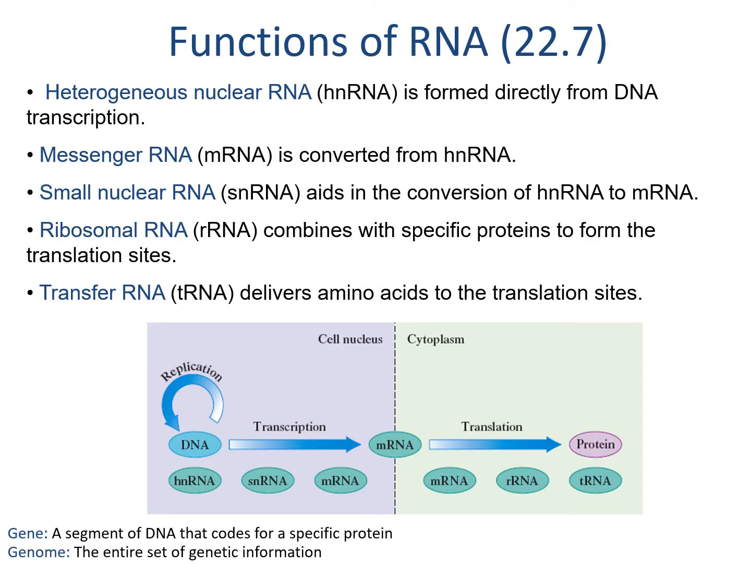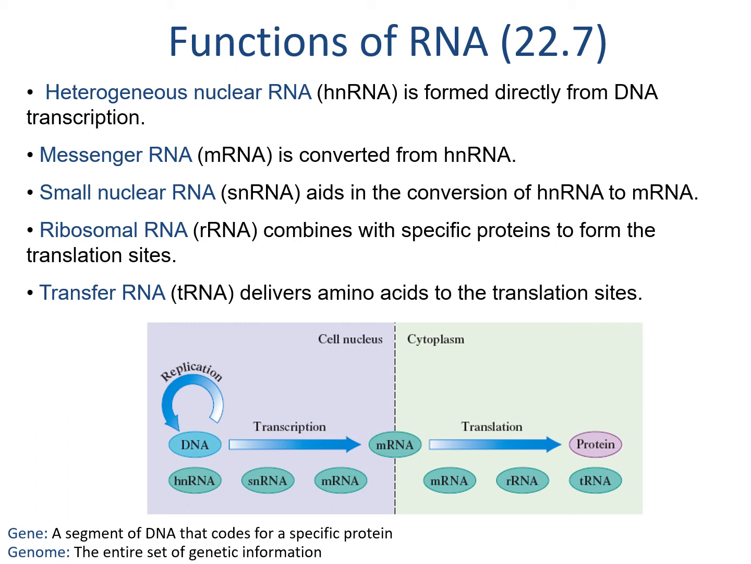There are 5 major functions of RNA that we'll see throughout transcription and translation. The first of these is heterogeneous nuclear RNA, which is formed directly from DNA transcription. hnRNA would be a direct copy of a gene on the DNA, the gene being a segment of DNA that codes for a specific protein or group of proteins. We oftentimes talk about the genome, which is the entire set of genetic information. It's the collection of all available genes.